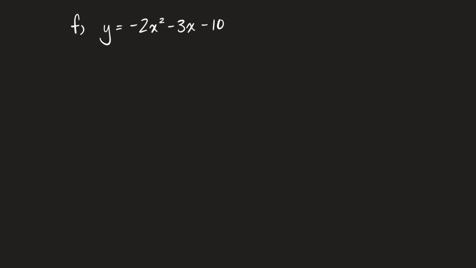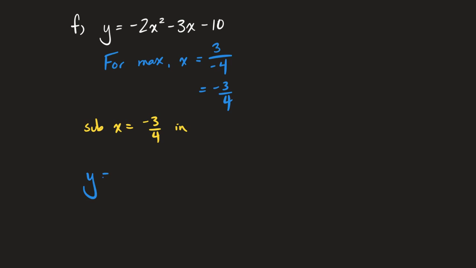I want to work my way through relatively quickly, but I want to talk to you a little bit about some simplifying. So we notice that we're opening down, so we have a maximum. That means my x value has to be, switch the sign on the 3, over 2 times my A value. There's my negative 4. Okay, that's a bad form. We should be good to sub in negative 3/4. So I'm now going to sub in my negative 3/4 back into my function.